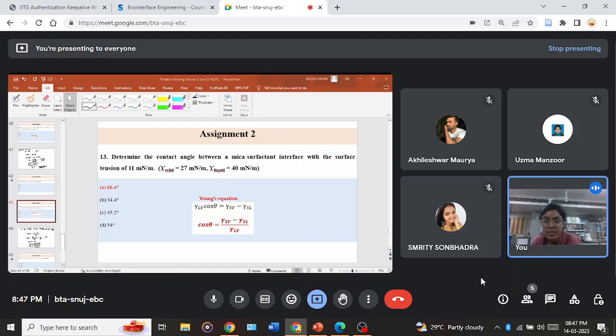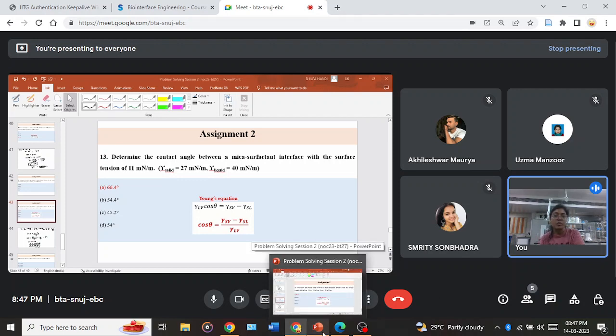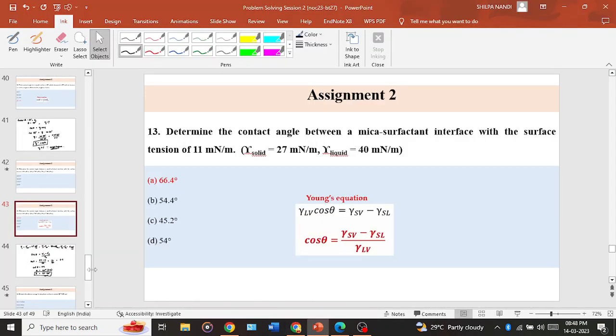Okay, so we did the 13th question, that is, determine the contact angle between a mica surfactant interface with the surface tension of 11 millinewton per meter. In this case, you were given gamma 12 as well as gamma 1 and gamma 2. You just need to put the values in Young's equation, wherein you can simply find out the contact angle. Okay, so let's move on to the next question, question number 14.